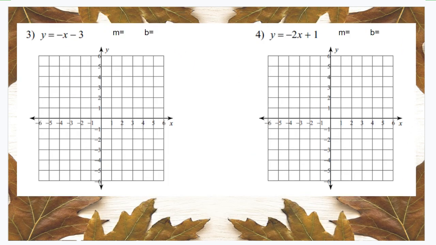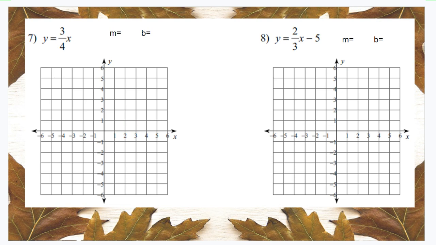So 1 and 2. This one has a negative x. So what number do you think that would be for the slope? The negative x would be a negative 1. And of course, it needs to be over 1 so that we make it a fraction. All of these that are not fractions, like negative 2 right here, you'd put it over 1. So don't forget that step.